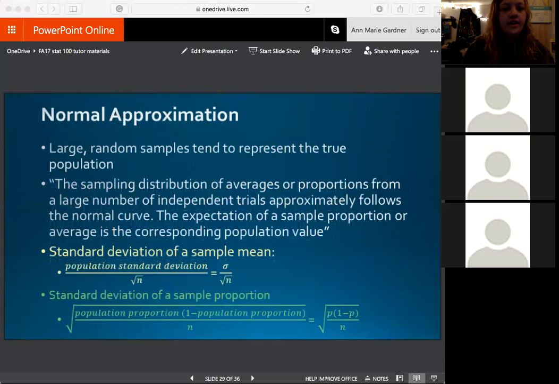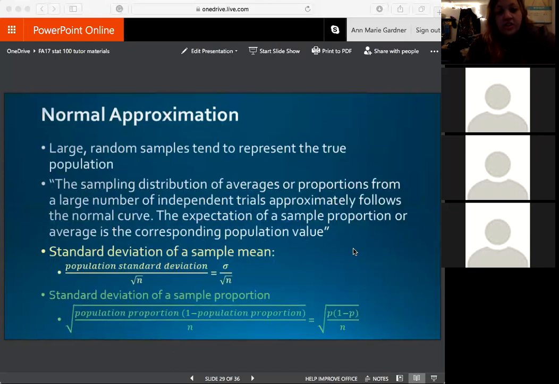All right, and then our normal approximation method. That means that if we have large random samples, like I was talking about, you always want to have larger samples. Then they're going to be more representative of the population. And this quote here is literally just saying the same thing: if we have a large number of trials, it's going to be approximately normal and definitely more representative of our population value.